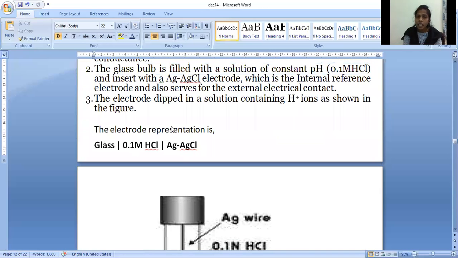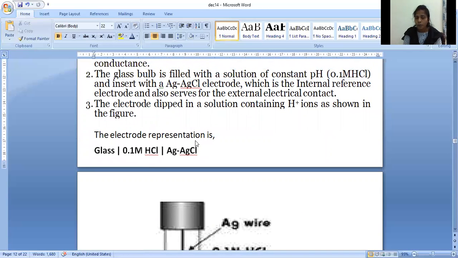So now let us see how to represent the glass electrode. Same like the quinhydrone electrode and the saturated calomel electrode, even the glass electrode can act either as the anode or as the cathode. That depends on the other electrode.